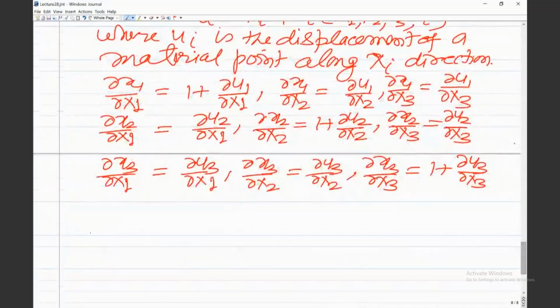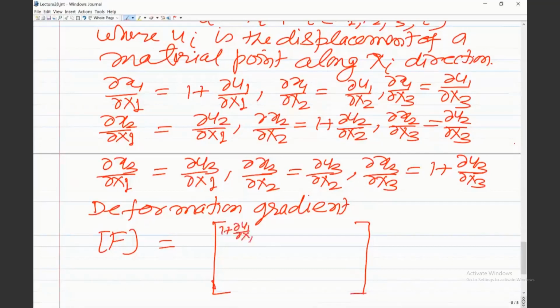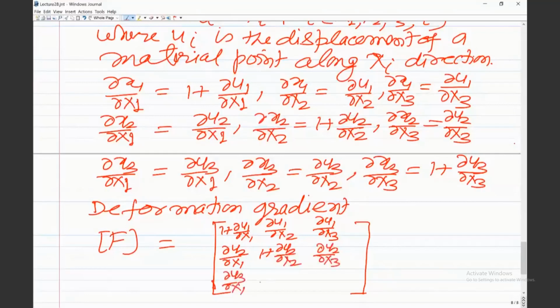So finally you can say that the deformation gradient F will be given by whatever we have defined over here. So that is 1 plus del u1 upon del X1, del u1 upon del X2, del u1 upon del X3, del u2 upon del X1, 1 plus del u2 upon del X2, and del u2 upon del X3, then del u3 upon del X1, del u3 upon del X2, 1 plus del u3 upon del X3. So this will be the deformation gradient.